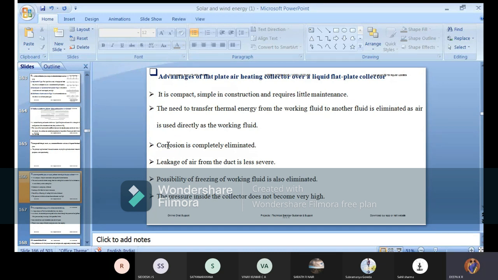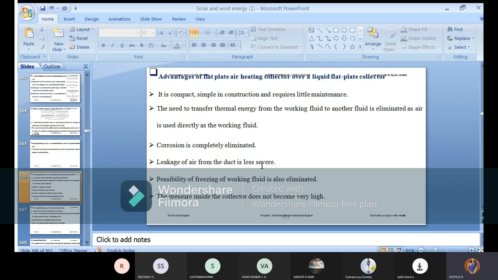Corrosion. See, we are using water tubes. With water tubes, definitely for some 1 or 2 years, it will be working in good condition. After that, definitely it will get oxidized and corrosion is going to happen. But here you're not using any tubes to get corroded. So that's why they say corrosion is completely eliminated. Next, leakage of air from the duct is less severe.